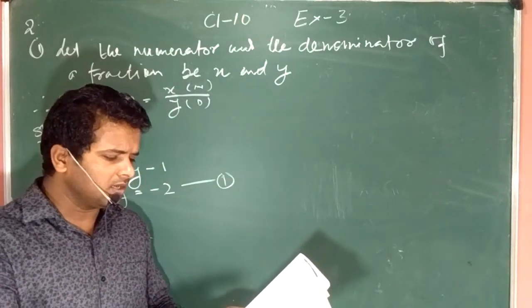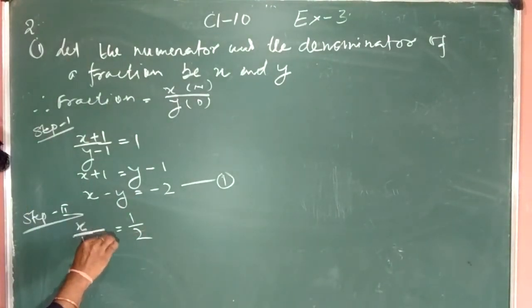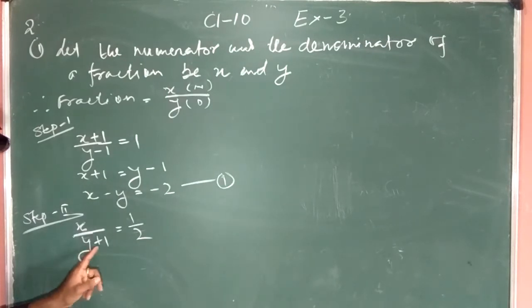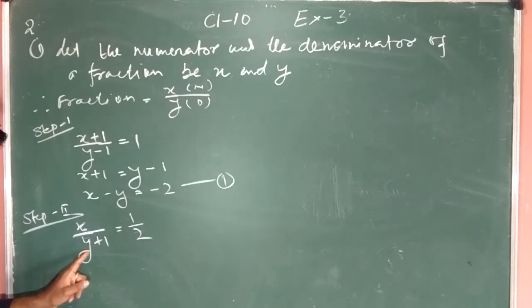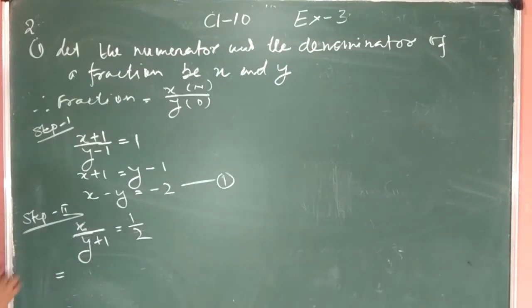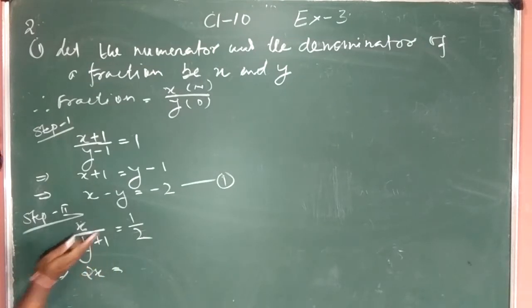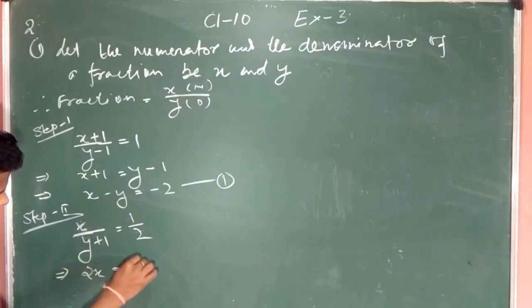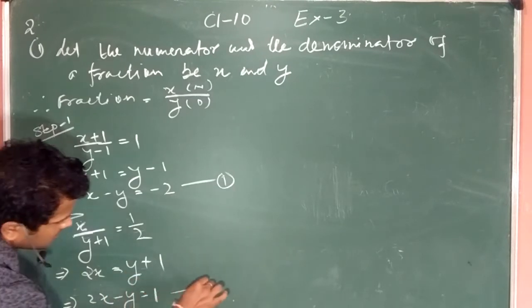If we only add 1 to the denominator. If we only add 1 to the denominator, that means the denominator is downside. If we add only 1, so plus 1. Whatever the x, whatever the y, when you add 1 to the denominator, it will become 1 by 2. Let us remove the fraction. Okay, so 2 into x is 2x, y into 1 is y plus 1 into 1 is 1. Then we have 2x, transfer y here, so this side minus y, is equal to plus 1. This is your equation 2.